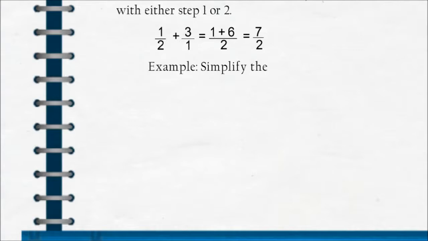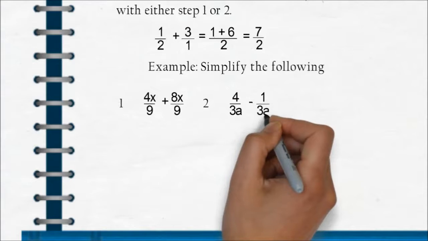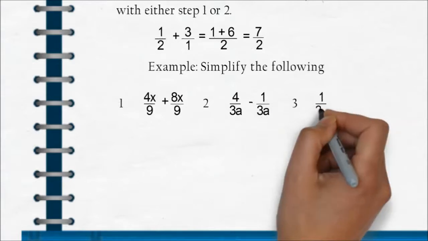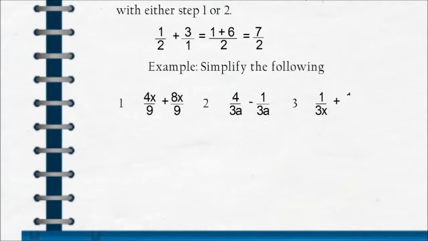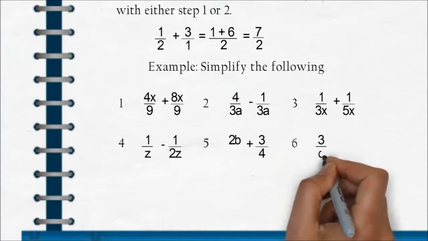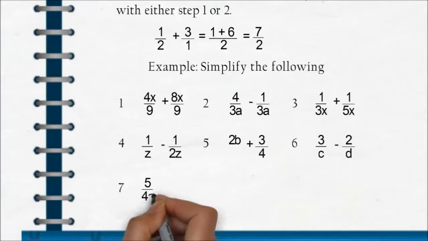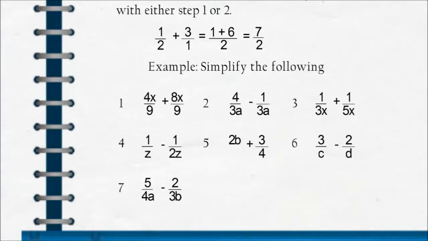Example 1. Simplify the following. 1. 4x over 9 plus 8x over 9. 2. 4 over 3a minus 1 over 3a. 3. 1 over 3x plus 1 over 5x. 4. 1 over z minus 1 over 2z. 5. 2b plus 3 over 4. 6. 3 over c minus 2 over d. And 7. 5 over 4a minus 2 over 3b.